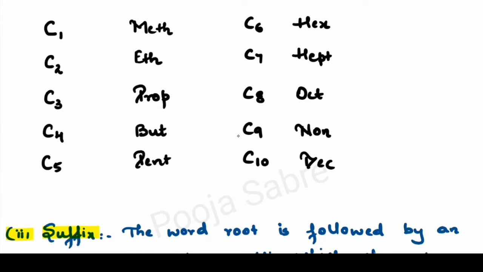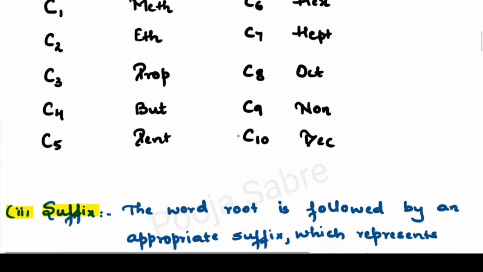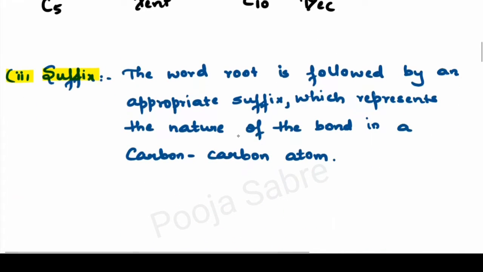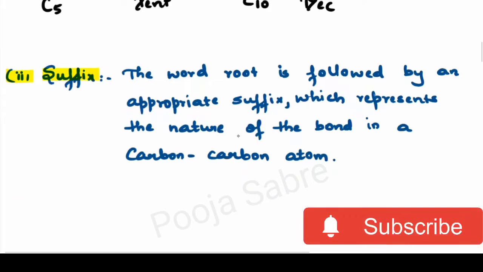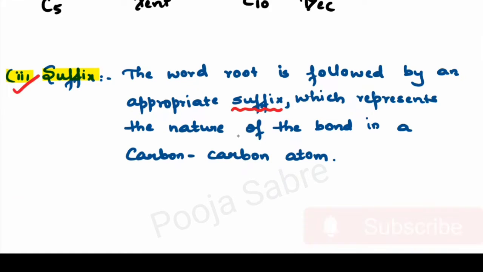Okay. So students, I hope you remember all the word roots which you have studied in the lower standard. All these word roots we will be using while naming the IUPAC of any organic compound. Next one, children, is the suffix. The word root is followed by an appropriate suffix which represents the nature of the bond in a carbon-carbon chain. Let us take an example.